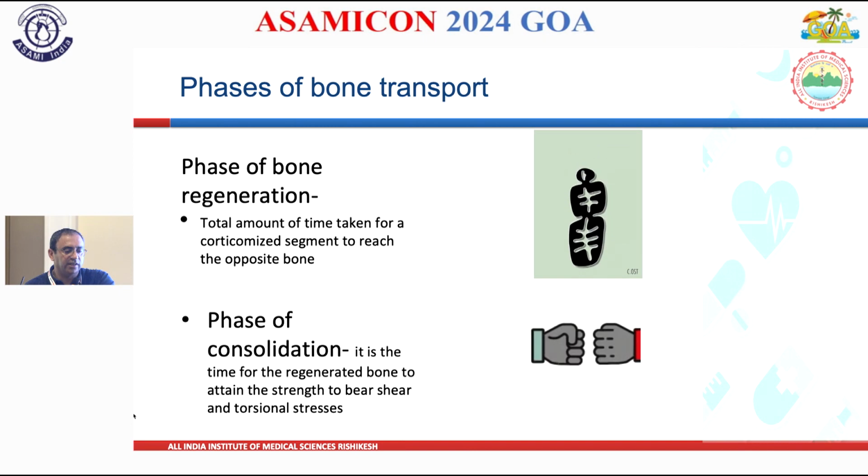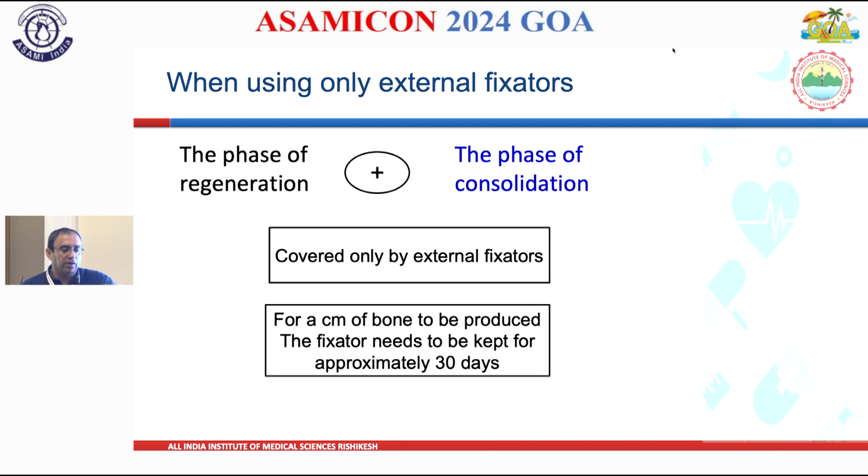The phase of regeneration is the amount of time it takes when we make the bone segment move from one part to another to reach the contractile bone. And the phase of consolidation is the time for which the regenerate takes strength to bear shear and torsion stresses. Most of the time we use external fixators like LRS and Ilizarov, and these times are covered by the LRS and Ilizarov. So for a centimeter of bone to be produced, we need approximately 30 days to regenerate so that it can take shear and torsional stresses.